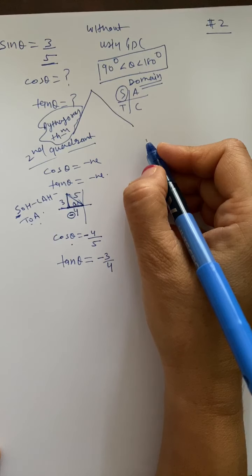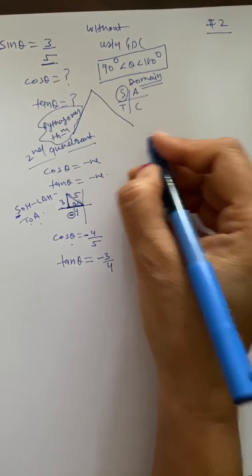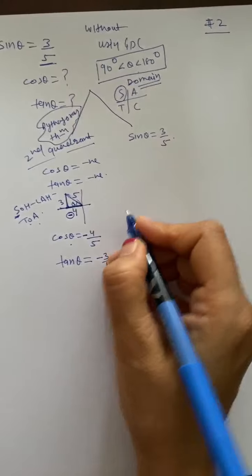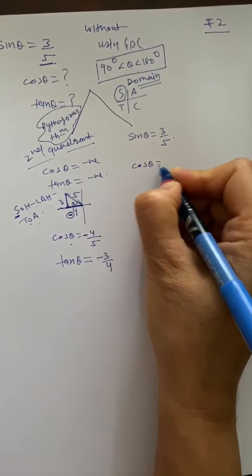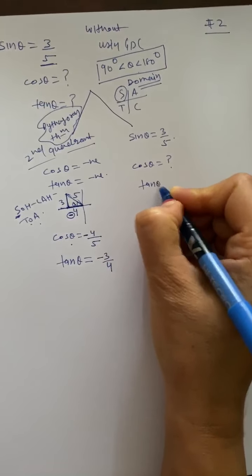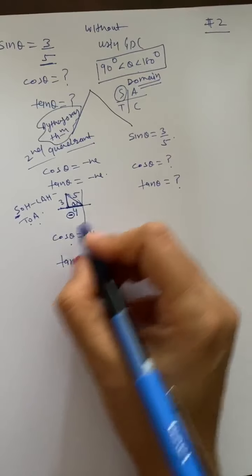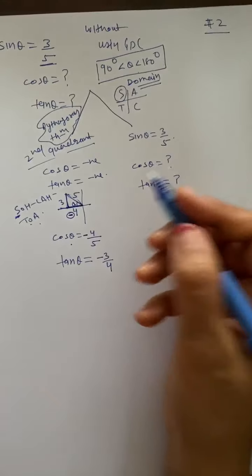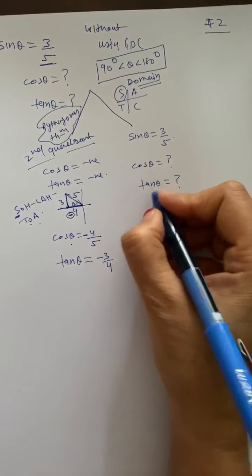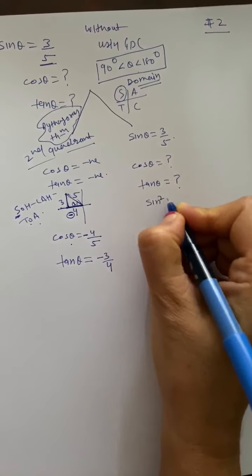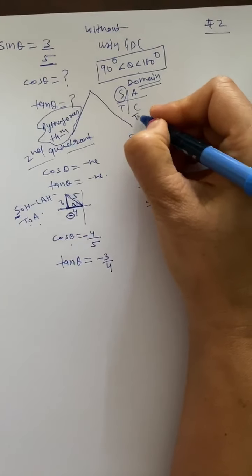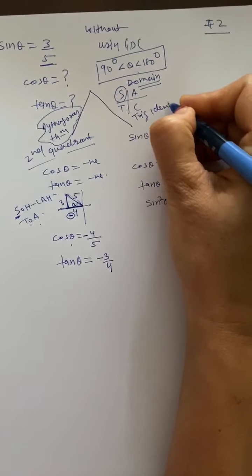Now I'm going to show you another way of doing this. So if you have sine theta is equal to 3 over 5, and I need to find cos theta and tan theta. This is actually similar to what I did. In this case, what I'm going to do is use the trig identity, sine square theta plus cos square theta is equal to 1. So here I'm using a trig identity.